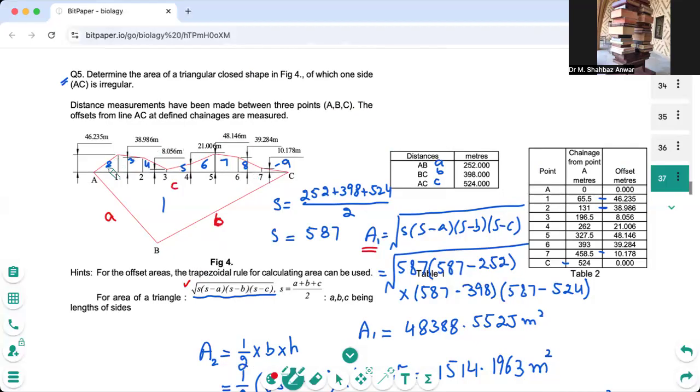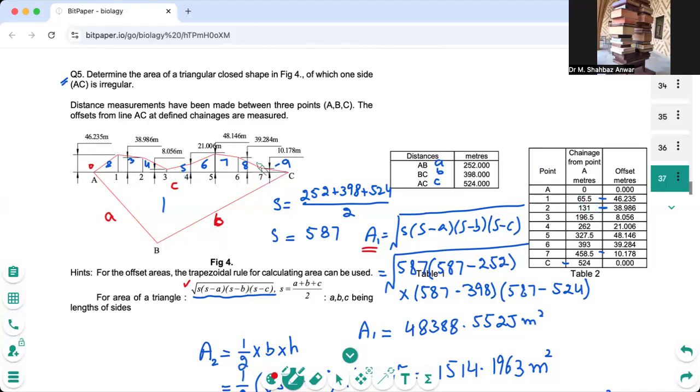You can calculate one by one. What we need to know is the height. The height of this right angle triangle number 2 is given over here, 46.235 meters. And what will be the value of this base? That is the distance from point 1 to point A. Point A is at 0 and point 1 is at 65.5. So the distance from 1 to A is 65.5.